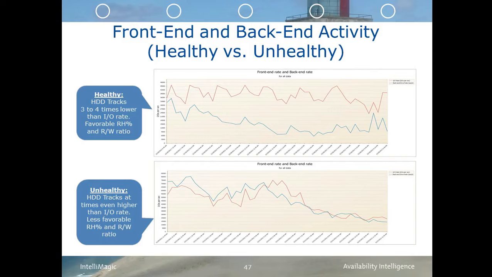One way to see how efficiently a storage system is behaving is to compare the number of front-end to back-end I/Os. When there are a lot more front-end I/Os than back-end I/Os, this is a healthy situation. This chart shows an example of the healthy situation, as well as an unhealthy situation where the back-end I/Os are sometimes higher than the number of front-end I/Os.